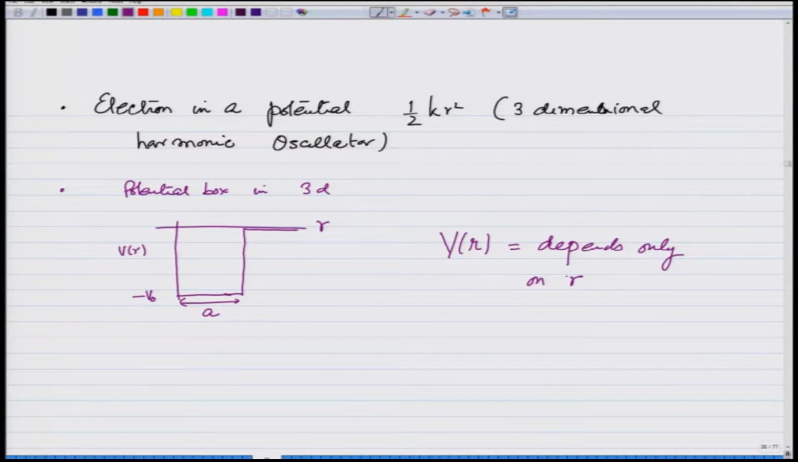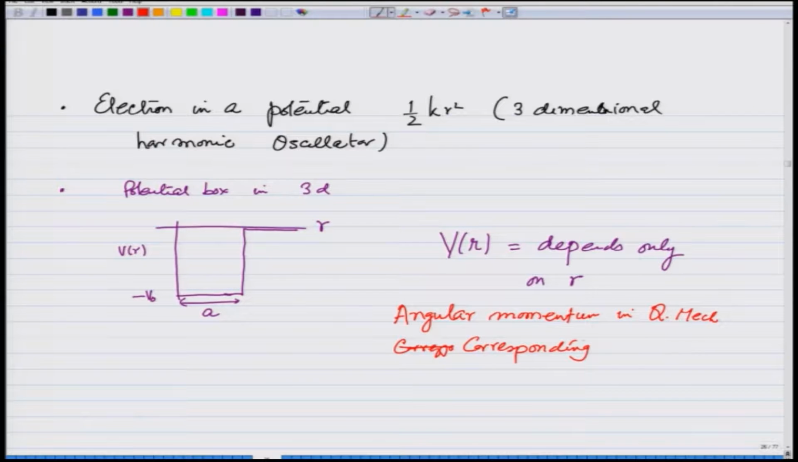And we want to explore that. In the process, we are also going to introduce the idea of angular momentum in quantum mechanics, the corresponding operators and their properties. So, this is a program that will run over the next 3-4 lectures. So, let us begin as to why angular momentum becomes important in this case.